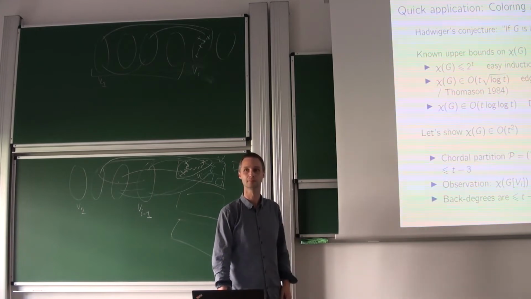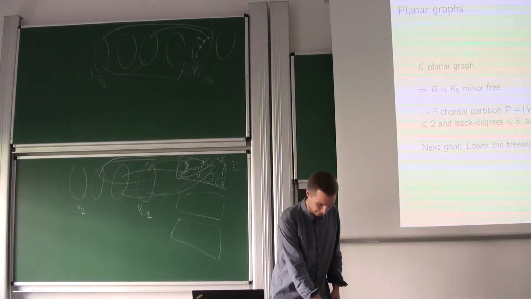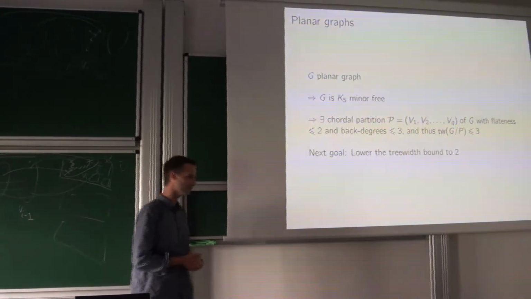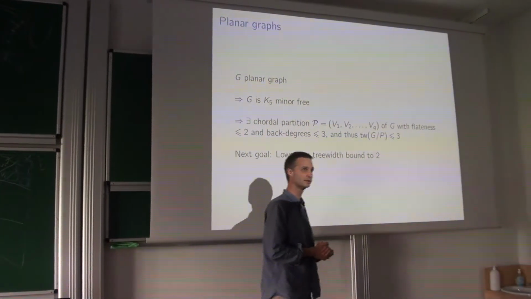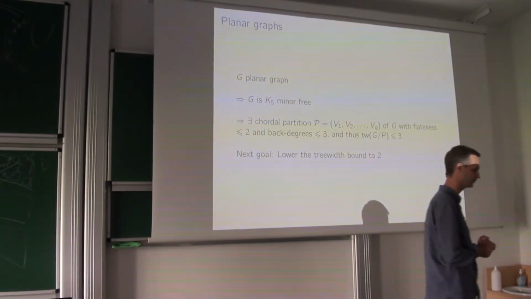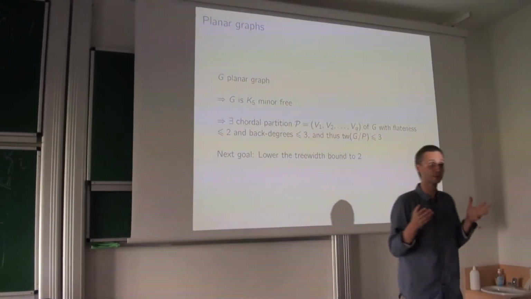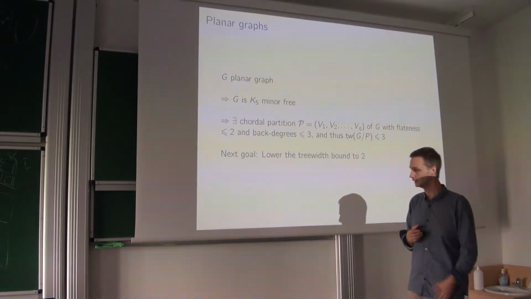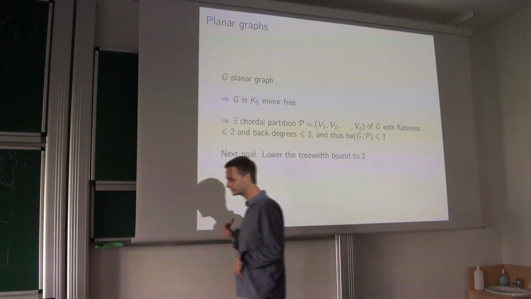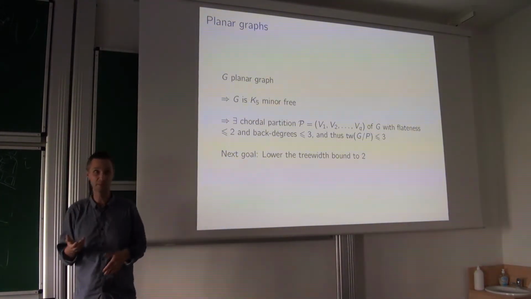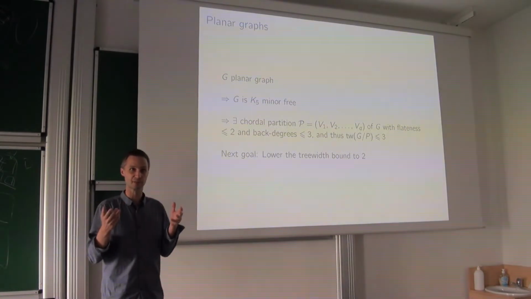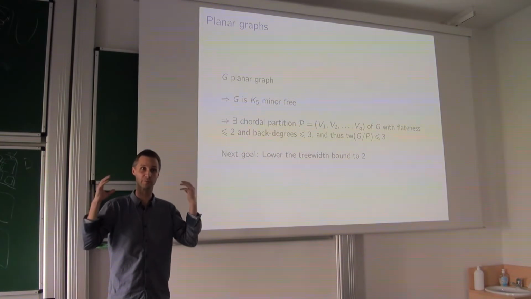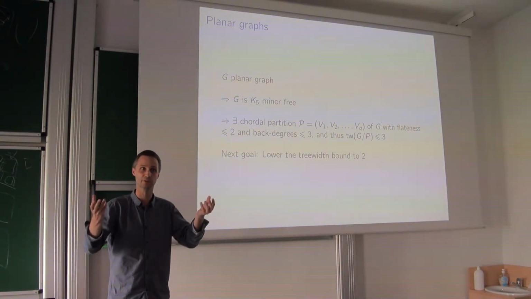Make sense? Okay, great. Let me have a look at the time. Okay, so that was for K_t minus 3 graphs, and somehow this is the beginning of the story. But what we are going to focus on in this course is planar graphs and some classes of graphs that are really close to planar. Somehow the next step in the story is that some people asked themselves, how can we improve the result for K_t minus 3 graphs, so the result for chordal partitions? How can we make it better for planar graphs?